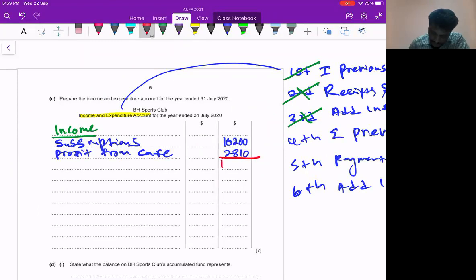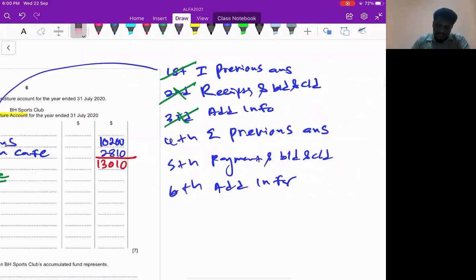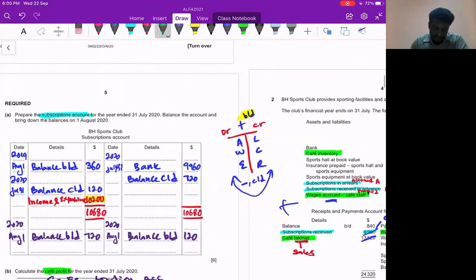My total income is 13010. This total income will be minus with expenditure. Expenditure also goes one round, all these three. First one, I'll check the previous answer. Do you have any expenses or expenditure?